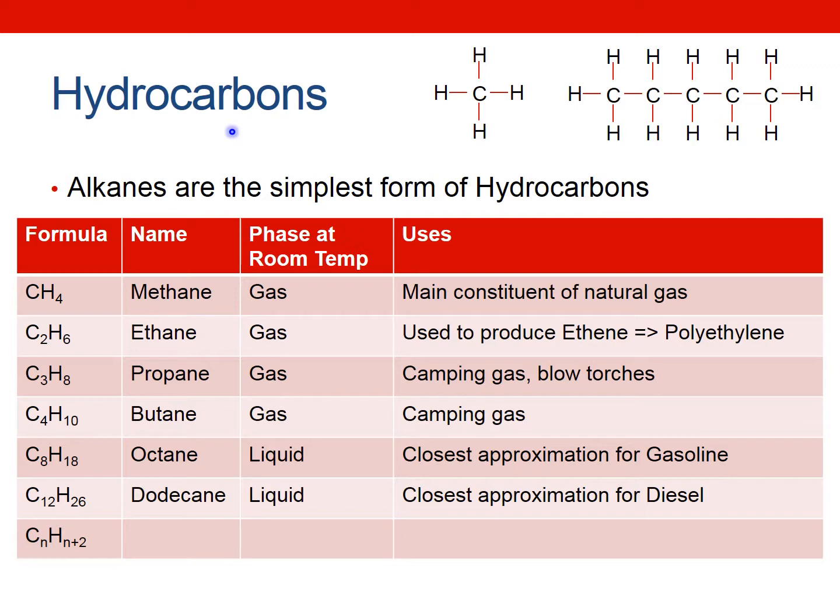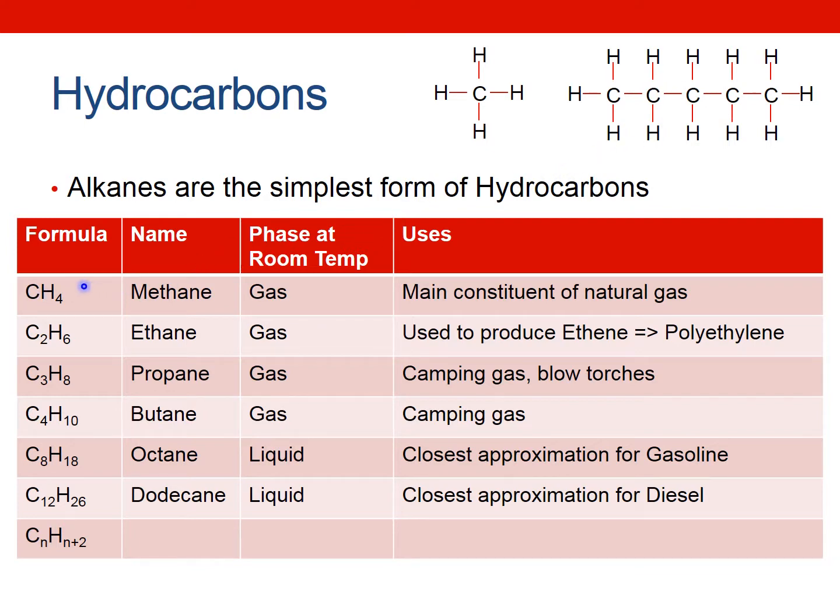So the majority of fuels that are burnt in engines are made up of hydrocarbons, and a hydrocarbon, as the name suggests, is a molecule that contains hydrogen and carbon. And alkanes are the simplest form of hydrocarbons. So there's a couple up here shown graphically. They're very simple, in that they have single bonds, so it's just a carbon chain with single bonds with hydrogens branching off each of the carbons.